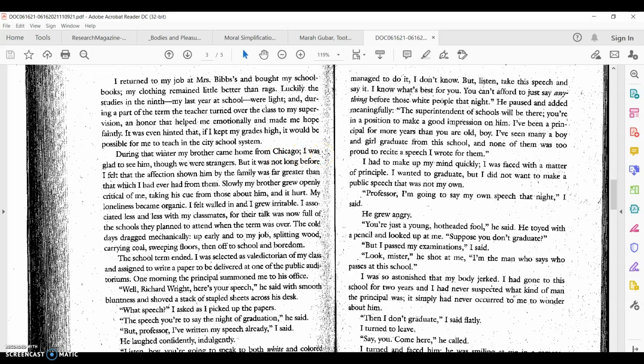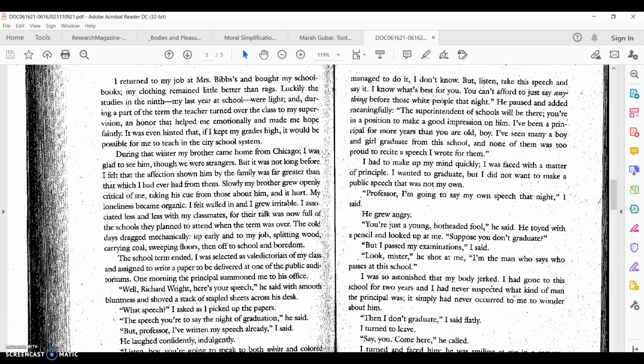I was glad to see him, though we were strangers, but it was not long before I felt that the affection shown him by my family was far greater than that which I had ever had from them. Slowly, my brother grew openly critical of me, taking his cue from those about him, and it hurt. My loneliness became organic. I felt walled in, and I grew irritable. I associated less and less with my classmates, for their talk was now full of the schools they planned to attend when the term was over.